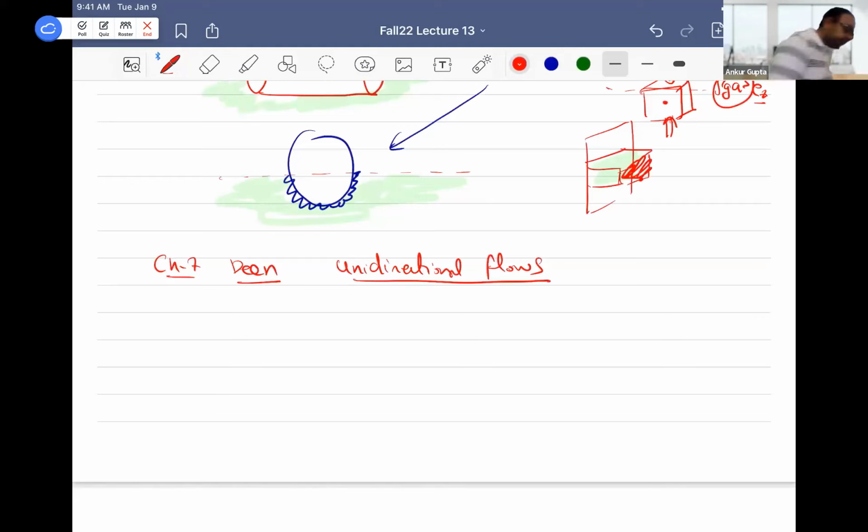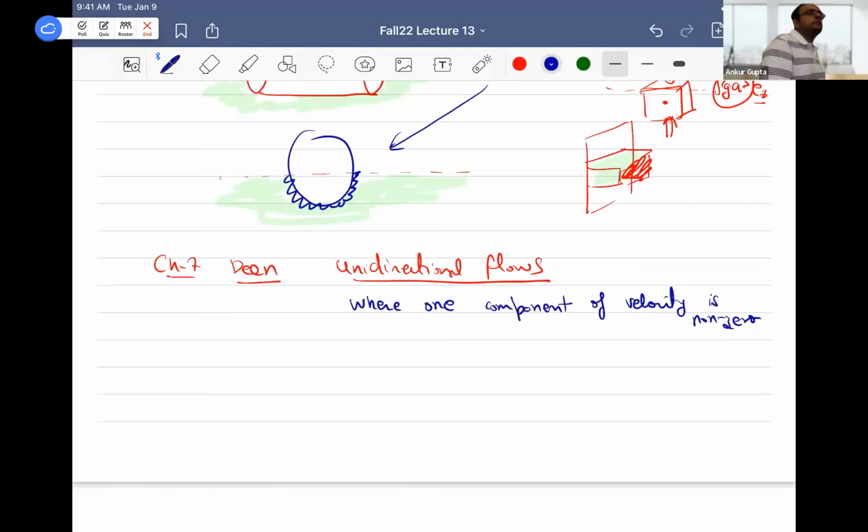Now we will go to unidirectional flow, where one component of velocity is non-zero. You always have three components of velocity: Vx, Vy, Vz. Hopefully this will remind you of the 1D steady problems we used to do, right? So only one component is changing.